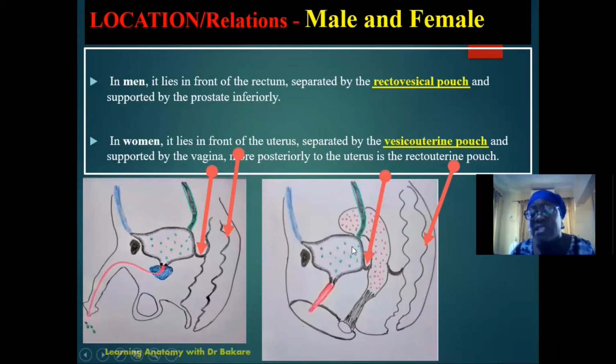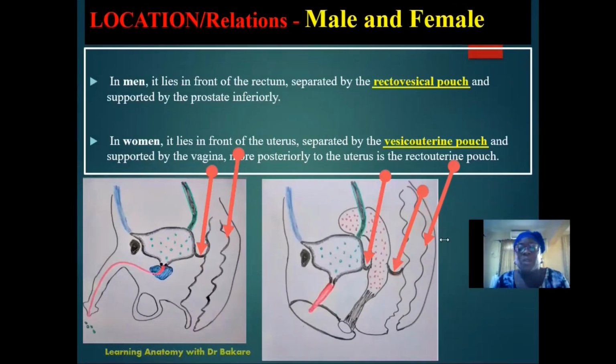So the first one is the vesico-uterine pouch. All we need to do, as we've always done, is to break the name down: vesico and uterine. Vesico is the urinary bladder. So it connects the urinary bladder with the uterus. Then the second one is the recto-uterine pouch. We have a fold of peritoneum that connects the rectum with the uterus at the back. So it's just to hold or give structural support to these organs.